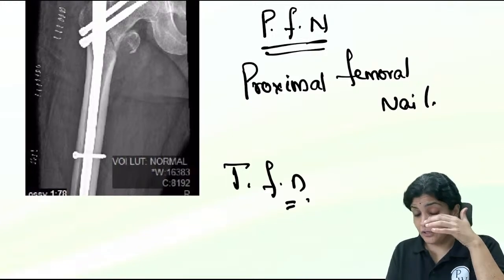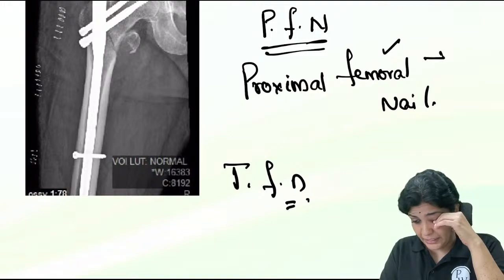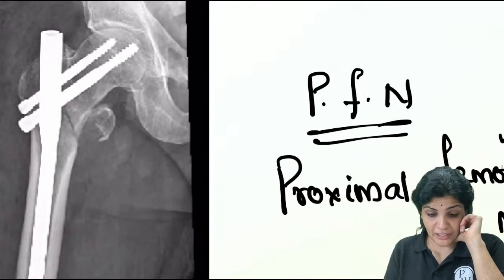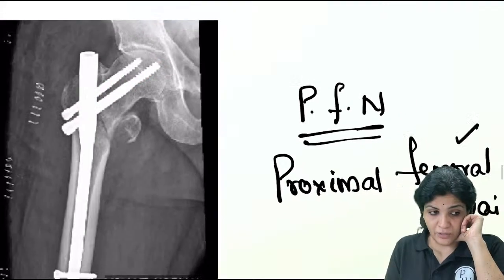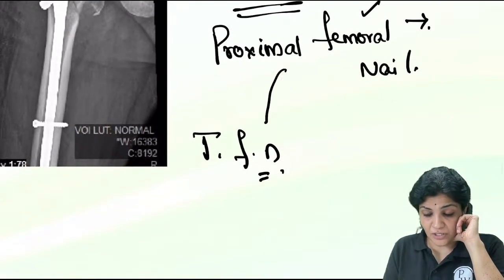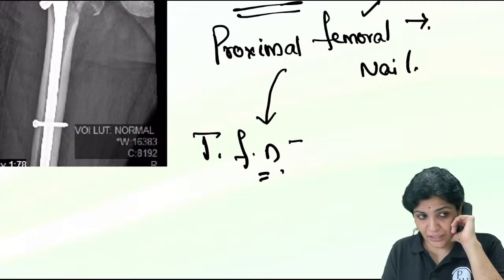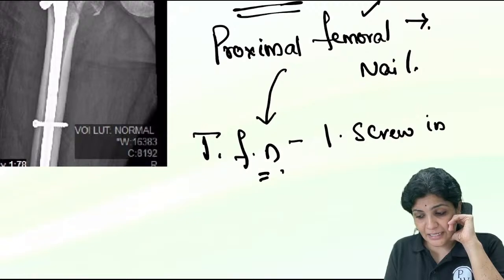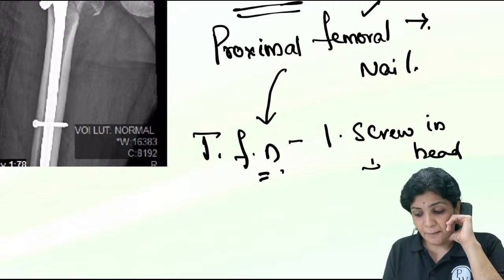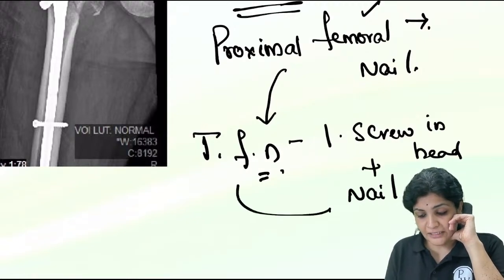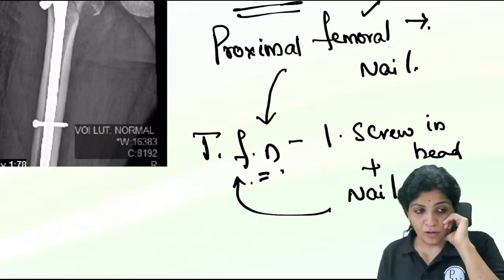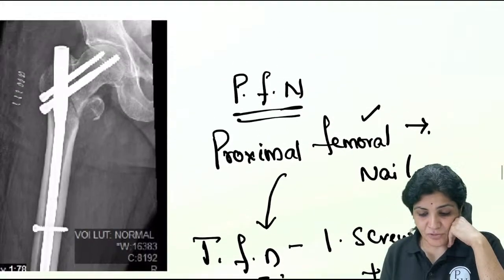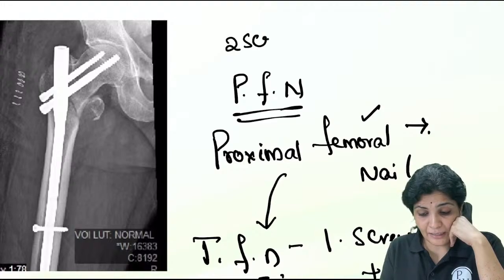Before, they used to use this proximal femoral nail. In this proximal femoral nail, you see there are two screws, one short and one long. This was the older version of PFN. Now the recent version is TFN, that is the trochanteric femoral nail, where we use only one screw in the head. So whenever you see one screw in the head plus a nail, then you have to answer this as TFNA. What you have been answering PFN is when you see two screws in the head with a nail.